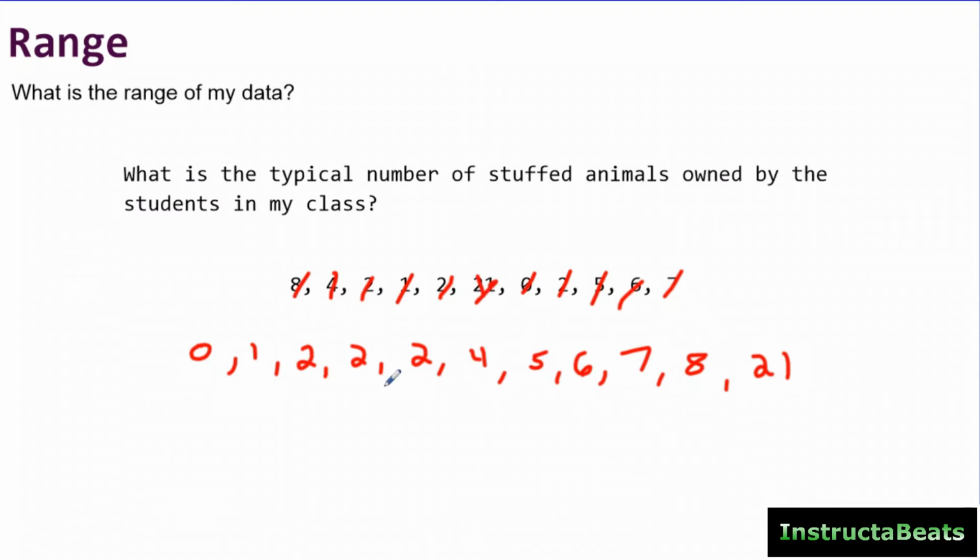So if I want to know the range, I want to find my minimum, which is going to be 0, and I want to find my maximum, or the biggest number, which is going to be 21, and I want to subtract those two numbers. So 21 minus 0 would be 21. So the range of your data for this is 21 because it's the difference between the smallest number and the biggest number. Let's take this same data and now try to find the mean.